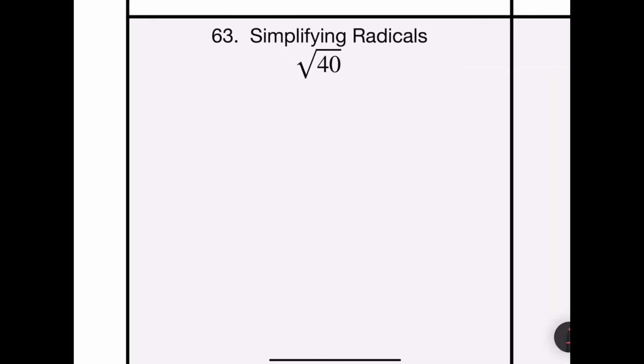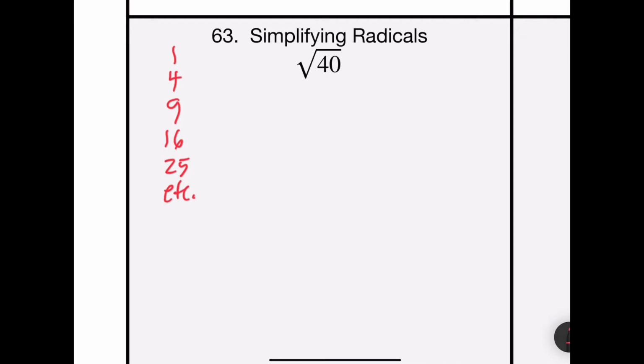Problem number 63 is simplifying radicals. It says the square root of 40. So it helps if you have your square numbers memorized. If you don't, we're going to list a couple. 1 times 1 is 1, 2 times 2 is 4, 3 times 3 is 9, 4 times 4 is 16, 5 times 5 is 25, etc.